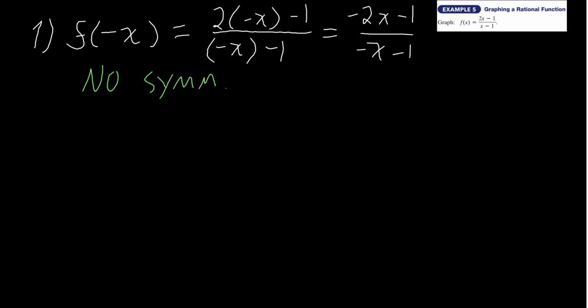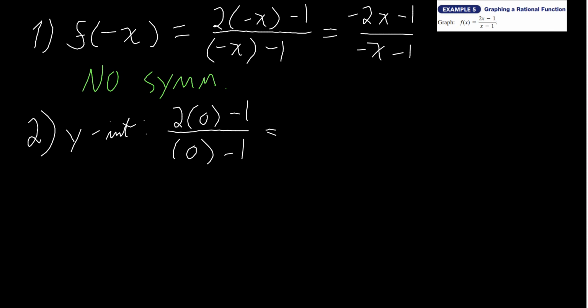Step two, we need to find the y-intercepts. By finding the y-intercepts, we need to set x equal to 0. So for the y-intercept, we set x equal to 0. So we're going to have 2 times 0 minus 1 all over 0 minus 1. So we end up with negative 1 over negative 1, or in other words, 1. So we have a y-intercept at (0, 1).